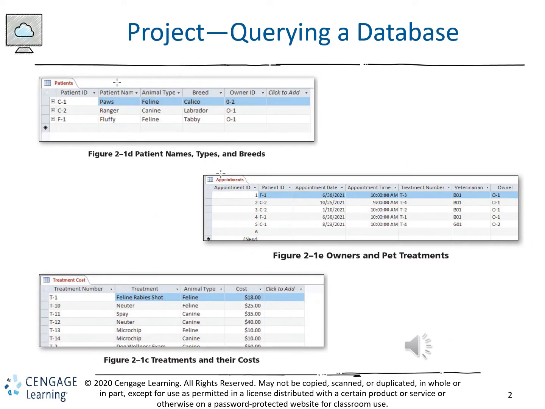Examples of questions relating to the data in the CMF VETS database are shown here. They are questions like, what are the patients' names, types, and breeds? Who are the owners and what are their pet treatments? And what are the treatments and their costs? These are queries that look kind of like tables that we have asked the database.